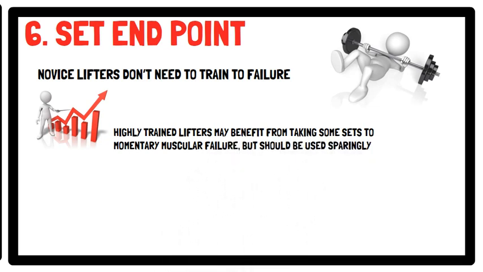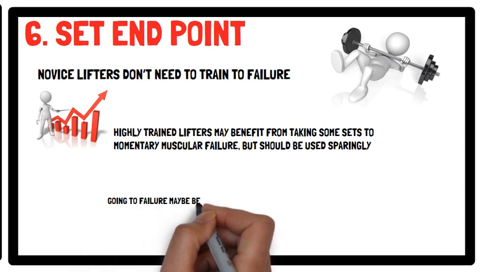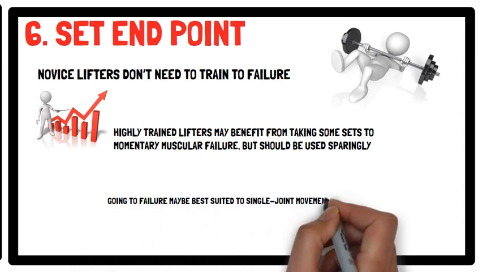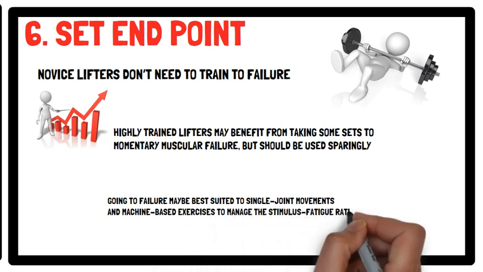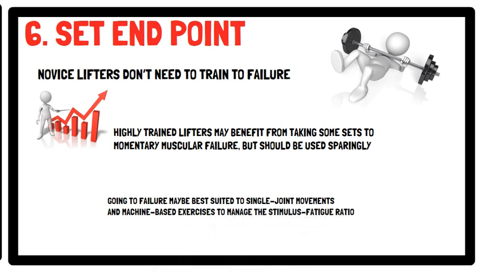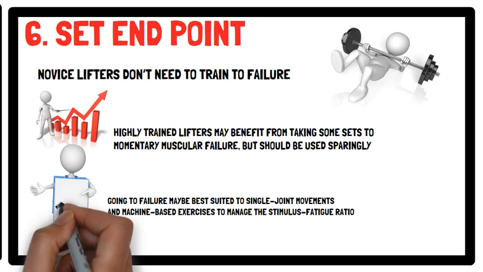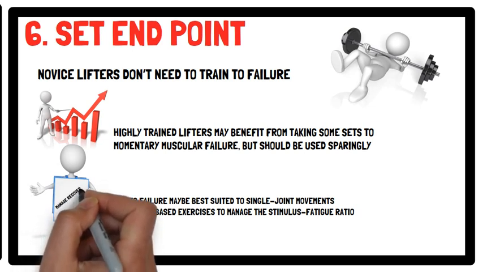Going to failure may be best suited to single joint movements and machine-based exercises to manage the stimulus-fatigue ratio and thus reduce potential negative consequences on the recovery process. It is noted that older athletes should employ failure training more sparingly to allow for adequate recovery.